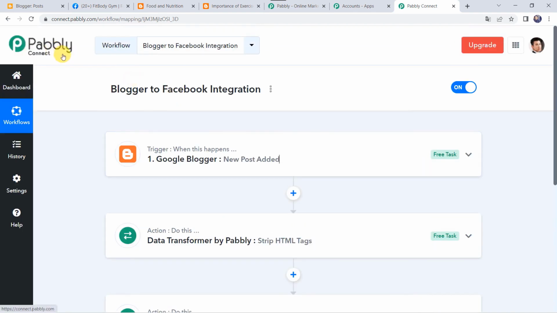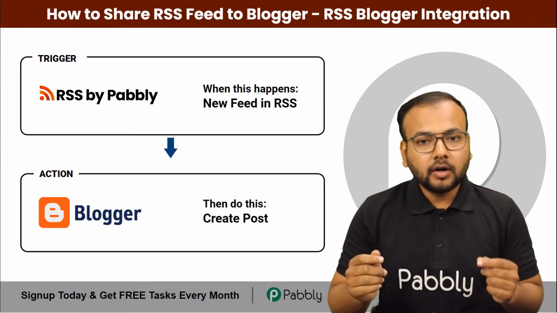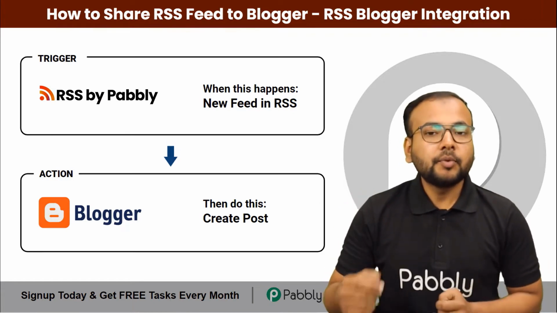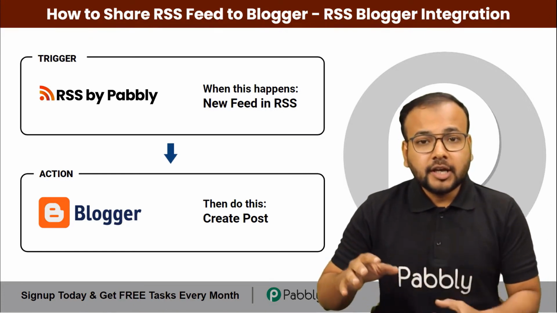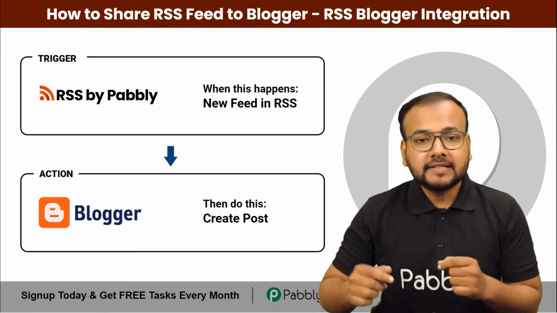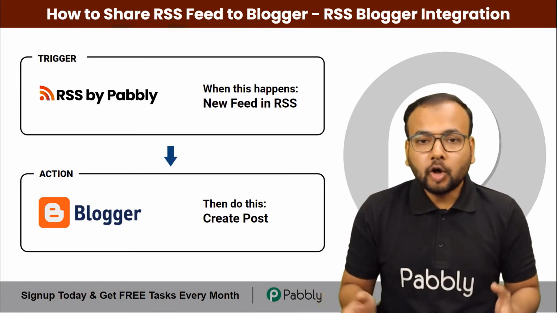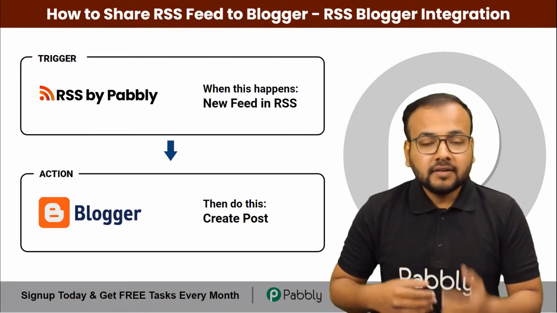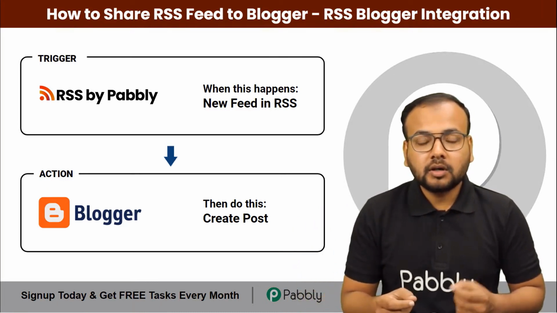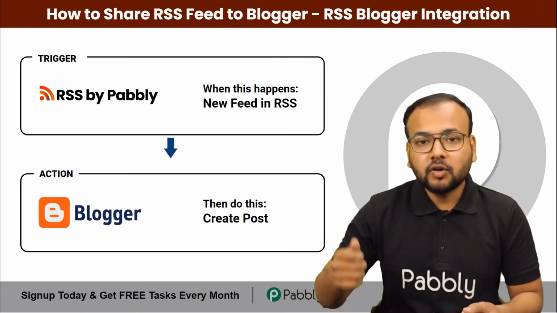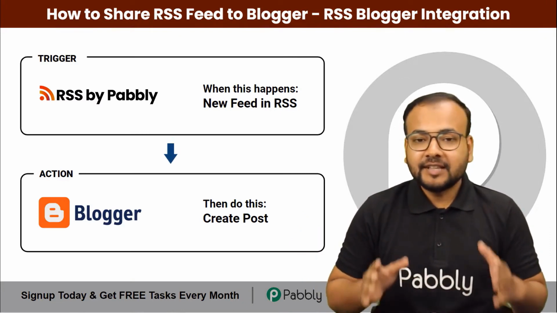Guys, this video is for all the bloggers out there. So guys, if you are running a blog on Google Blogger and you want to improve the user engagement by sharing RSS feeds of different websites into your blog, this automation can be really helpful, as here we are going to connect the RSS feed of any website in the trigger and Google Blogger in the action, such that whenever there is a new RSS feed in a website, the feed will be shared to your Google Blogger automatically, so that you don't have to manually copy paste the data, and it will save your time. So guys, we are going to set up this automation very easily without any coding.